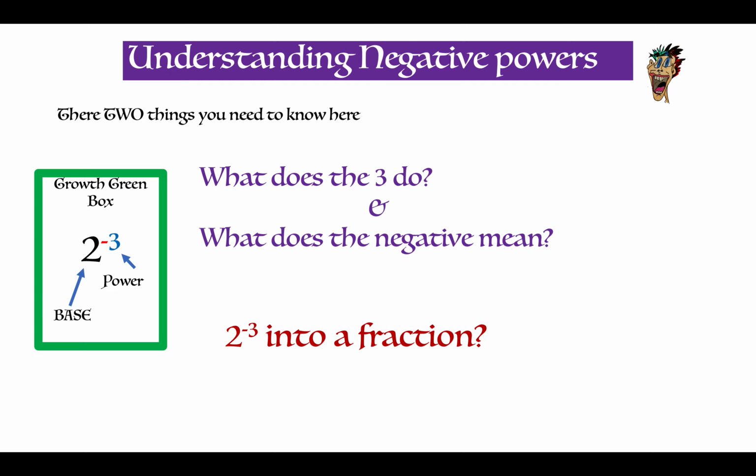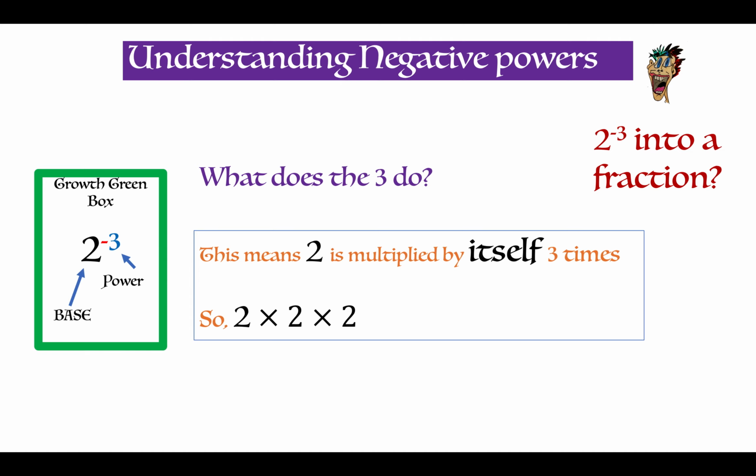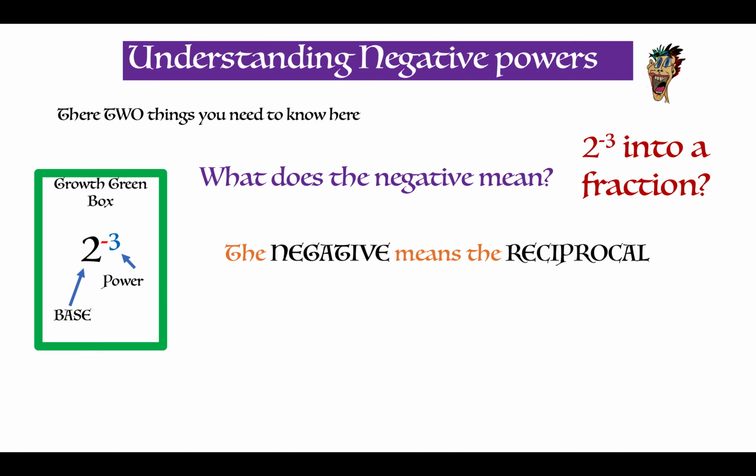The 2 is a base, and the negative 3 is what we call the power. So to answer this question, we need to ask ourselves two things. What does the 3 do, and what does the negative do? So, what does the 3 do? Well, hopefully you remembered what this is. It means 2 multiplied by itself 3 times. So the 3 tells you that you have 3 sets of 2. 2 times 2 times 2, which you should know comes to 8.